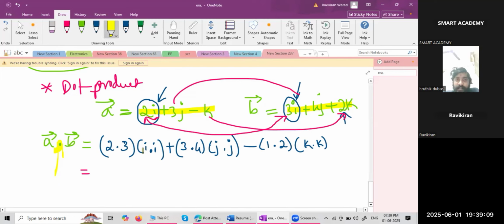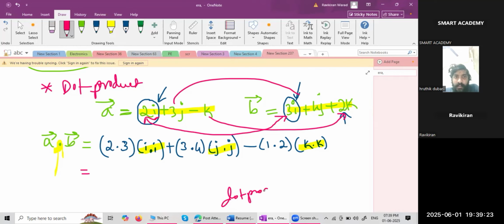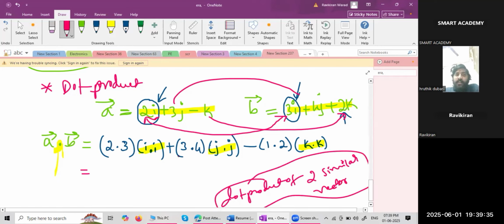In vectors, there are some important notations. Dot product of two similar vectors is 1. It means i dot i, j dot j, k dot k is equal to 1.